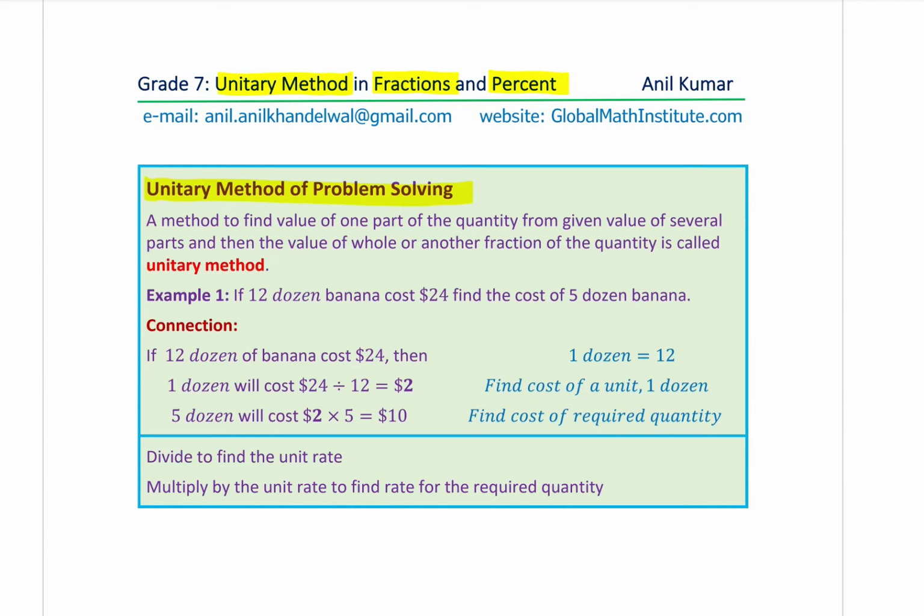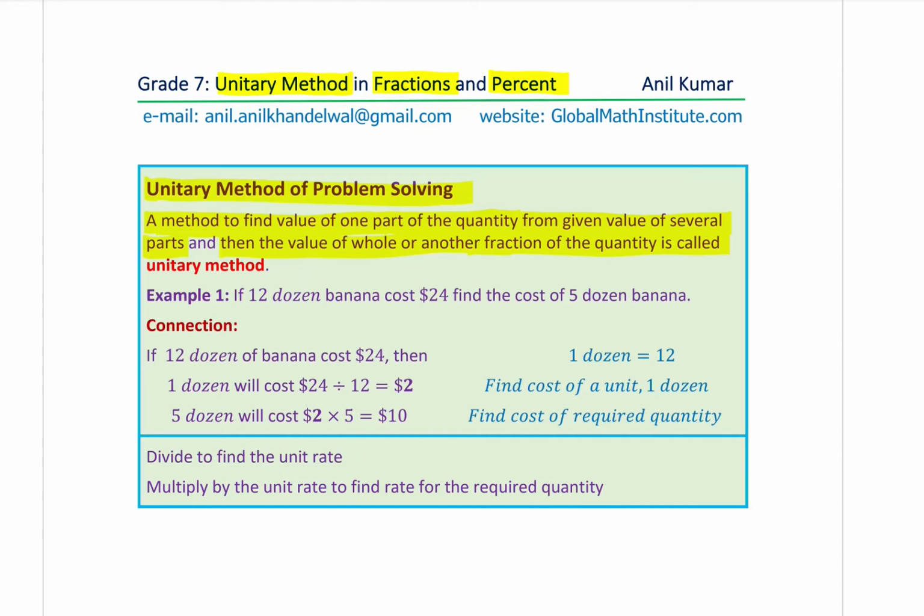So in the unitary method, you need to find the value of one part of a quantity, right? That you may say rate, for example, correct? So the method to find value of one part of the quantity from the given value of several parts. And then the value of the whole or another part of the quantity is calculated, and this method is called unitary method, correct? So let's take an example to really understand what we are talking about.